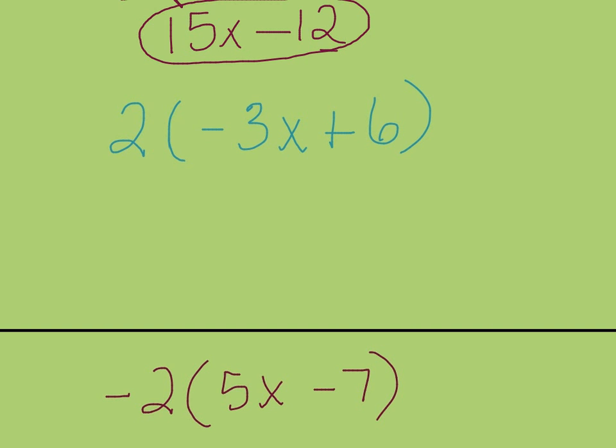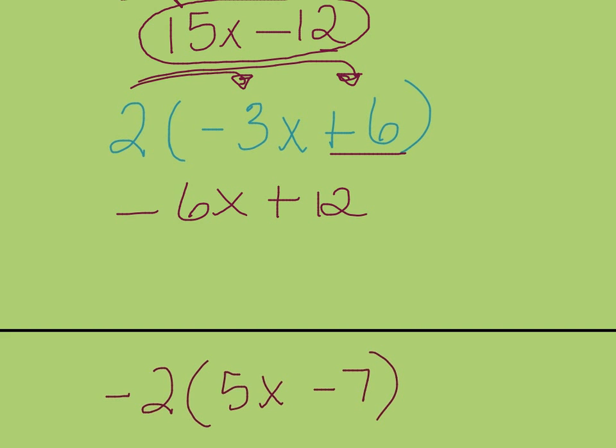It's called simplifying. On this one, we're going to be passing out the 2 to the negative 3x and then to the 6. So 2 times negative 3x is negative 6x, because 2 times negative 3 is negative 6. And then 2 times positive 6 is positive 12. And that is it. So that is your answer on that one. Let's look at the next one.